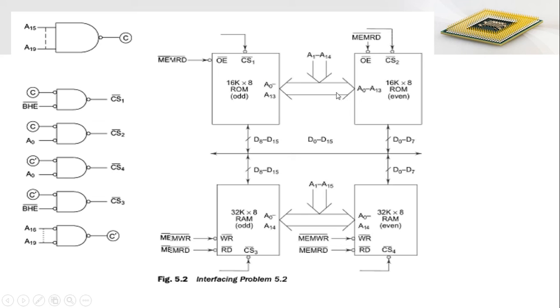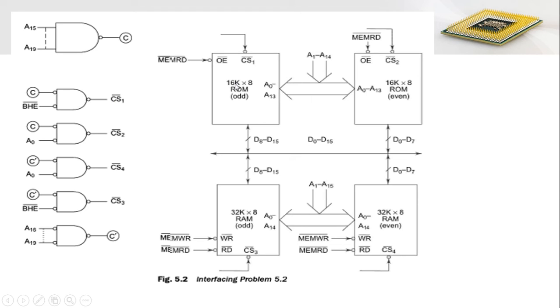For this particular case, for the ROM memory, A15 to A19 are the chip selection pins and are taken as input to this NAND gate, and its output is marked here as C. Similarly, for this RAM, A16 to A19 are the selection pins, which are taken as input to this NAND gate, and its output is marked here as C dash. Clear?